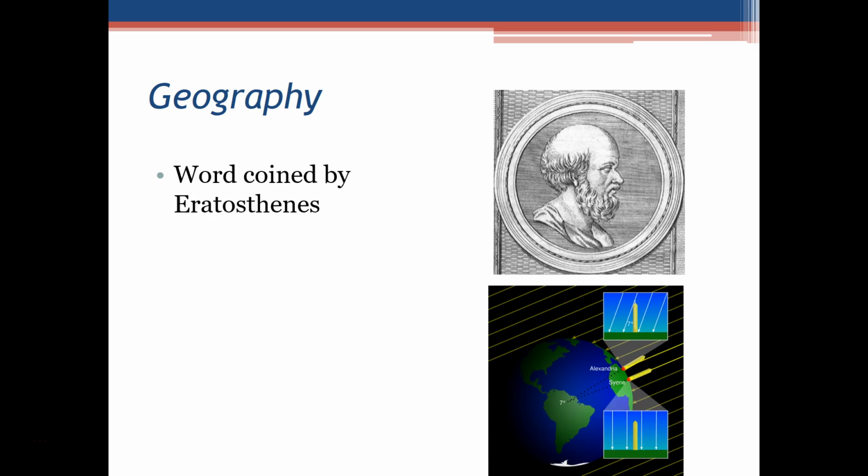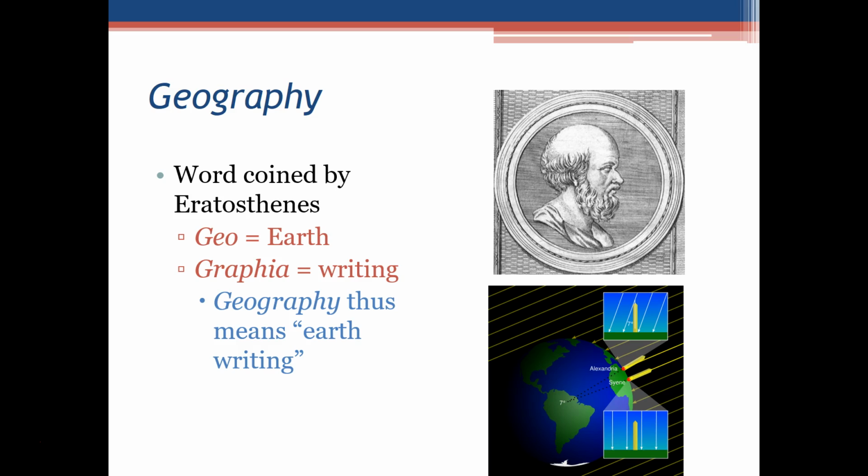So, back to geography, the word itself. It's coined by Eratosthenes. Eratosthenes is a Greek guy, and a good theme for this year is if you get any question ever about the origins of geography, always think about the Greeks. So, Eratosthenes, he coins the word itself. Geo means earth. Graphia means writing. So together it means earth writing. So that's legitimately what the word geography means.